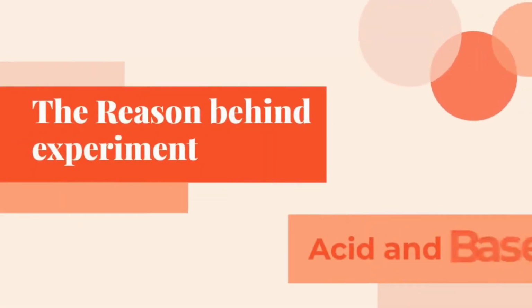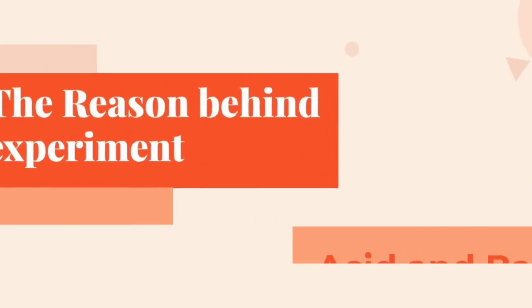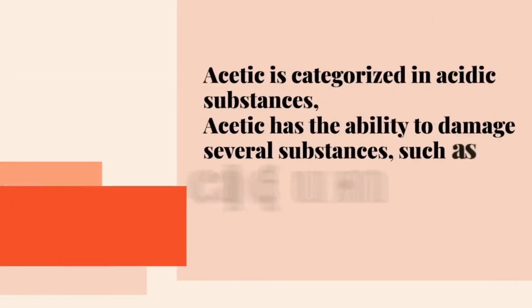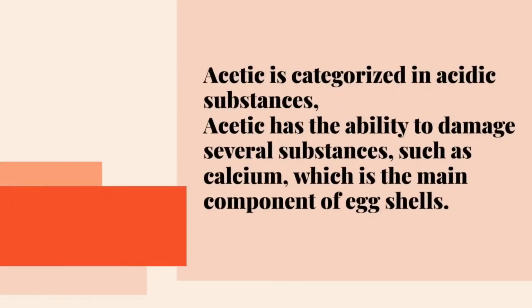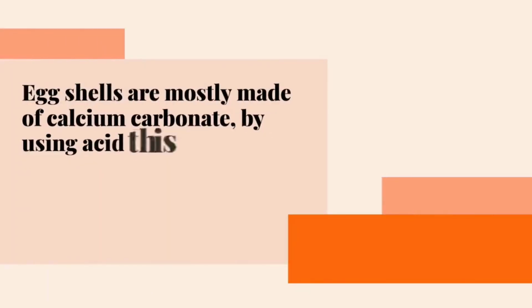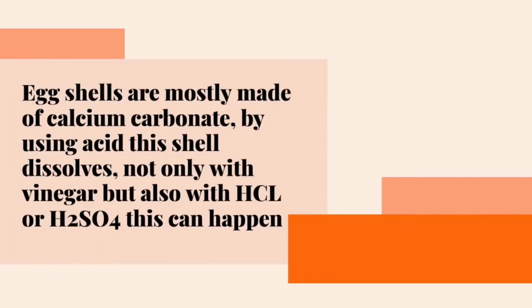Why can it happen? Because acetic acid is categorized as an acidic substance. It means that acid has the ability to damage several substances, such as calcium, which is the main component of eggshells. Eggshells are mostly made of calcium carbonate. By using acid, the shells dissolve. Not only with acetic acid, but also with hydrochloric acid or sulfuric acid, this can happen.